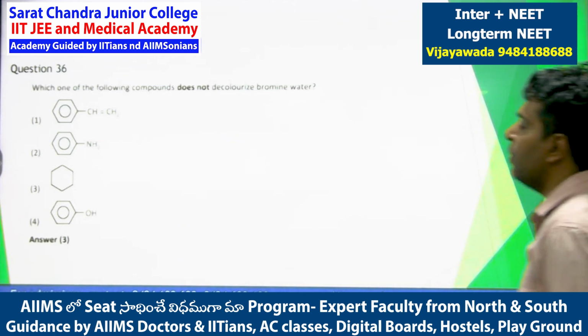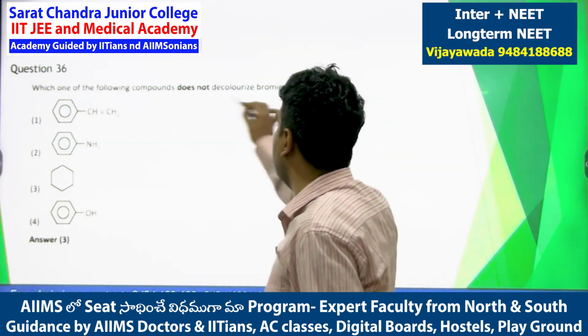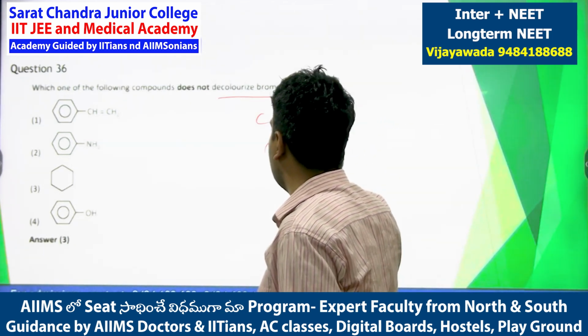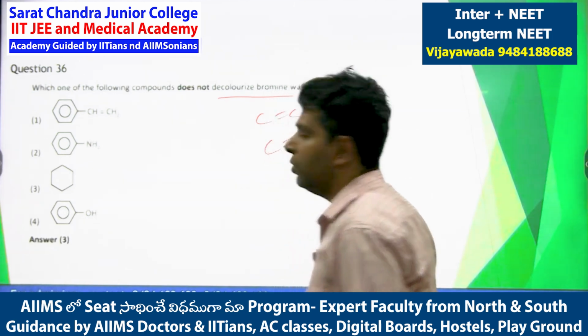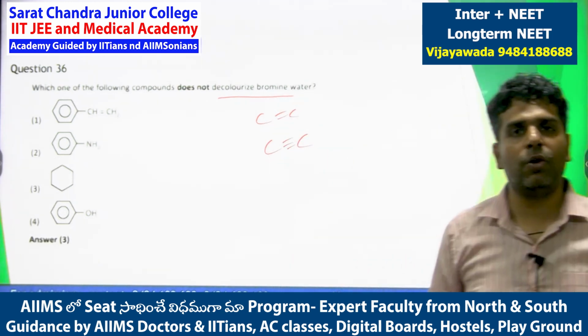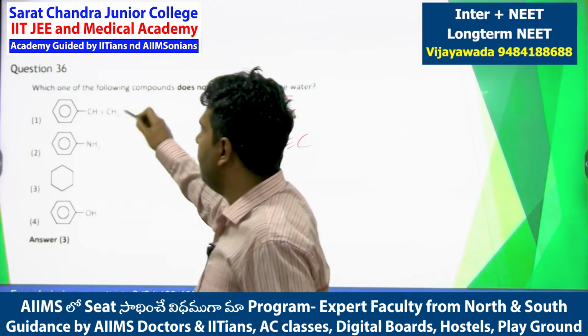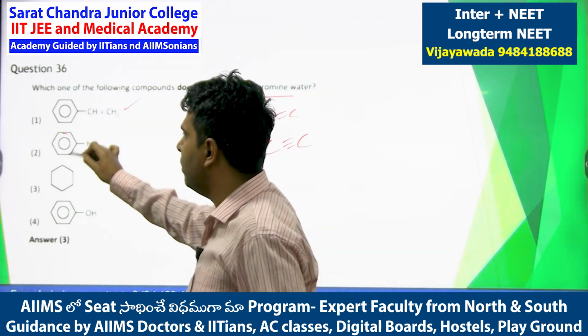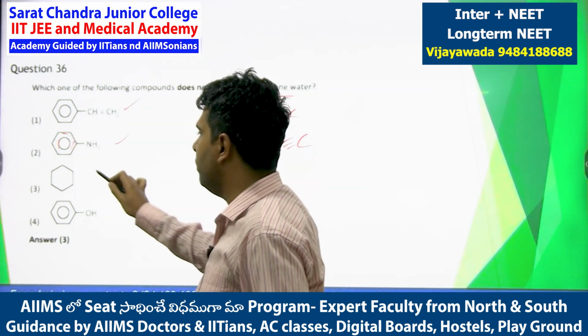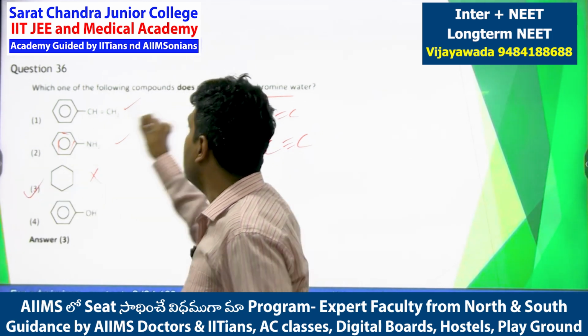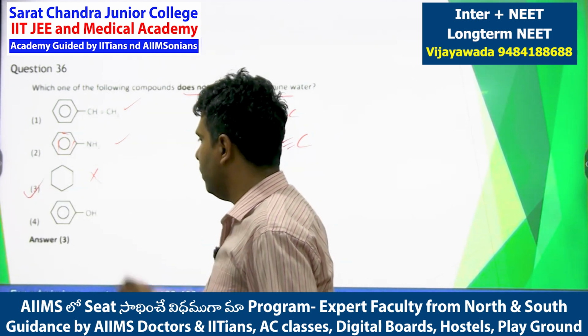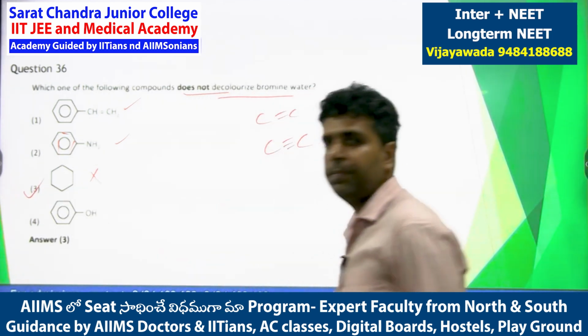Next question. Which of the following compounds does not decolorize bromine water? Bromine water is the test for unsaturation. So alkenes and alkynes, having double or triple bonds, will decolorize bromine water. In this alkene, it will decolorize bromine water. In this also a double bond is there, so that will also decolorize bromine water. In this there is no double bond, so it does not decolorize bromine water. So that will be the third option.